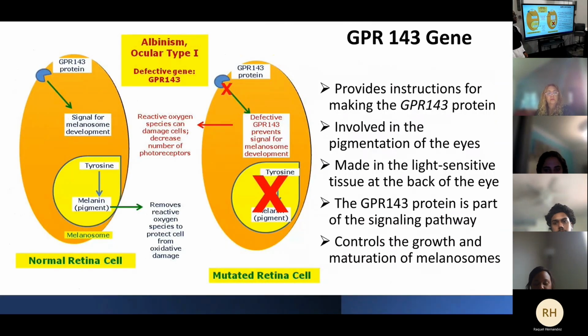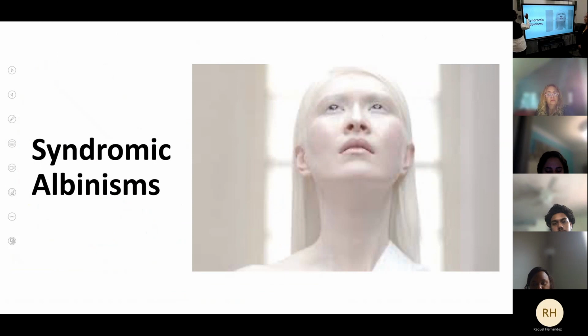So the GPR143, as I stated before, provides instructions for making the GPR143 protein. It's involved in pigmentation of the eyes, and it's made in the retina. The GPR143 protein is part of the signaling pathway that controls the growth and maturation of melanosomes. So in a normal retina, the GPR143 protein is going to signal for melanosome development, while in the mutated retina, GPR143 is going to prevent the signal to melanosome development, which will then cause tyrosine to not be converted through a series of steps to melanin. I will now be passing it on to Jhoanne, who will talk about the syndromic forms.